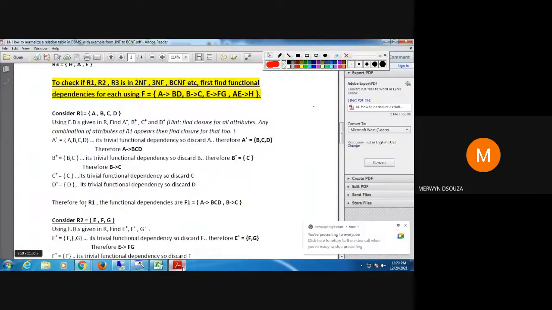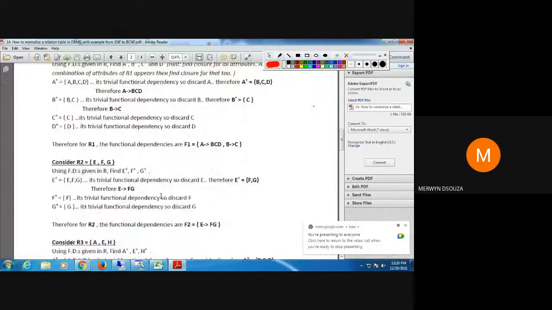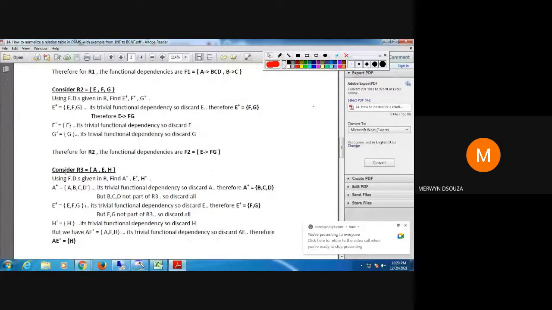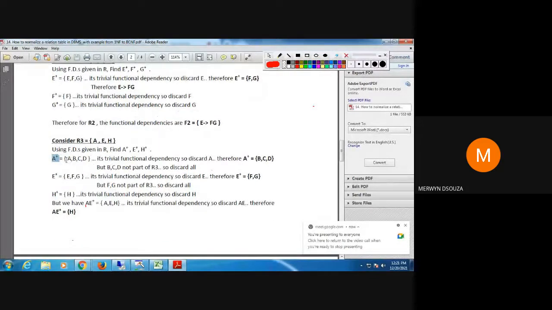So let me explain how we get it for R3. You have three attributes in R3: A, E and H. First you are going to try to find the attribute closures for these, using the single attributes. Find out the A closure. When you find the A closure, you will get A, B, C and D.